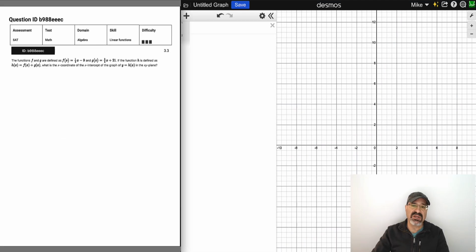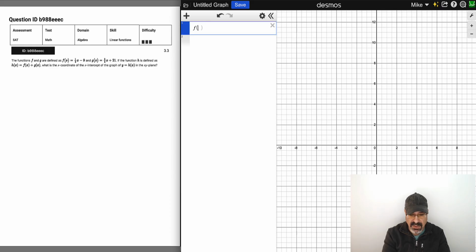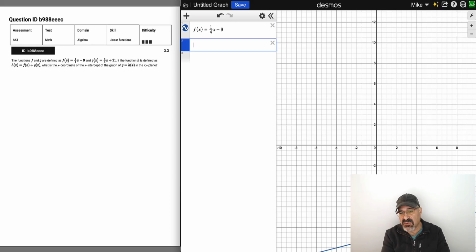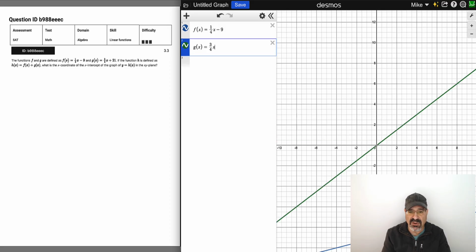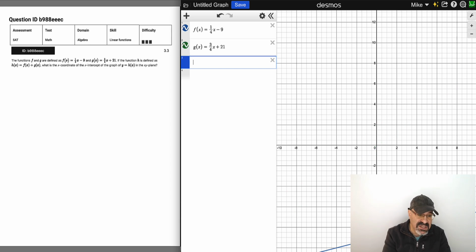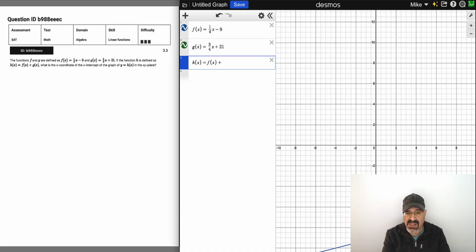All right, here we're looking at another SAT question, and as you can see, it involves giving us two functions and then combining them. So function number one is f(x) equals 1/4 x minus 9, and function two, g(x), is equal to 3/4 x plus 21. And now they say that h(x) is going to be the sum of f(x) and g(x). All right, so how are we going to set that up?